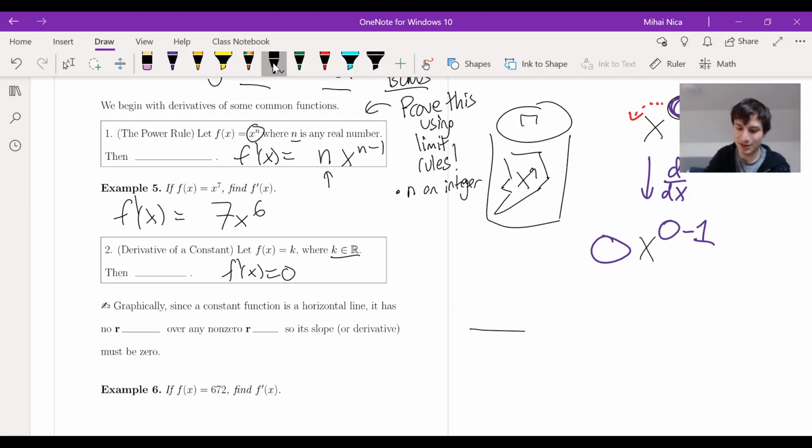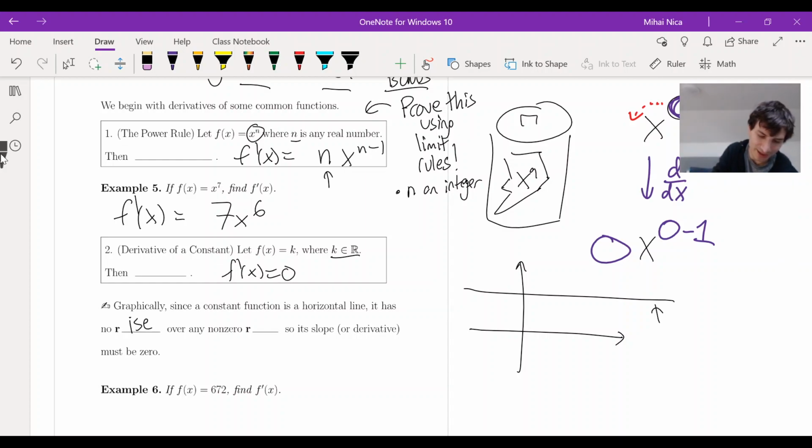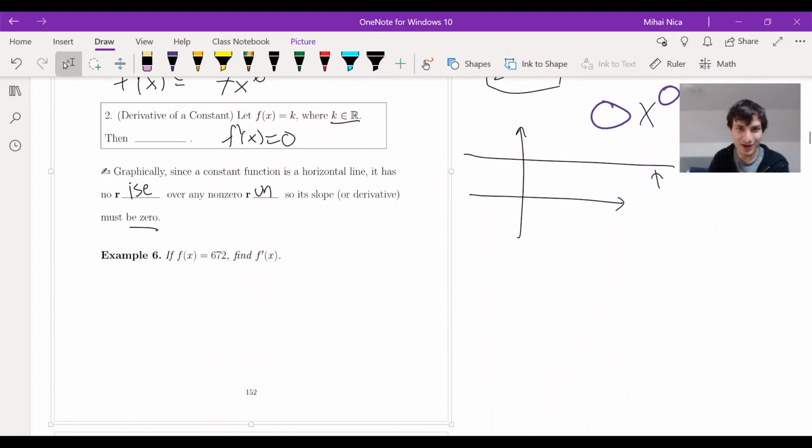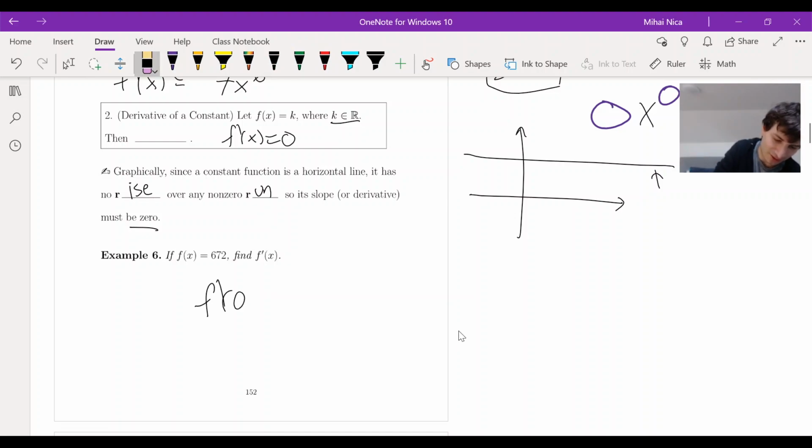So what does the graph of a constant look like? It's a straight line. So here's the x and y axis, here's the graph of a constant. So what is its slope? It's just 0. Graphically, since the constant function is a horizontal line, it has no rise over any non-zero run. So the slope must be 0. Okay, 2 rules down. Okay, example 6. Find the derivative of 672. The derivative is 0. So it's the function that's always 0. Okay, 2 down.